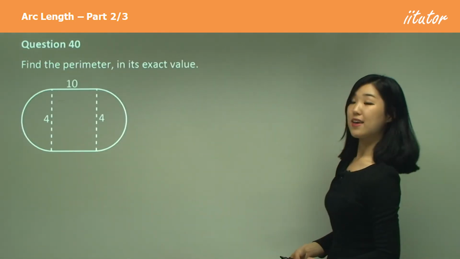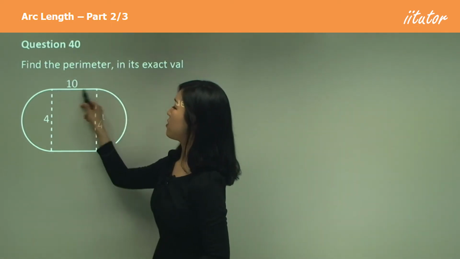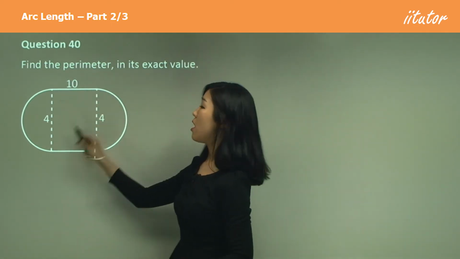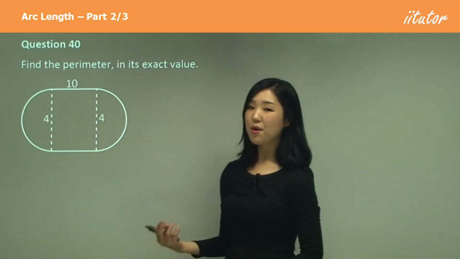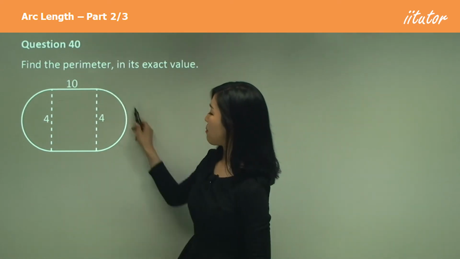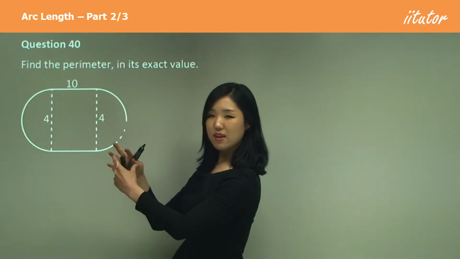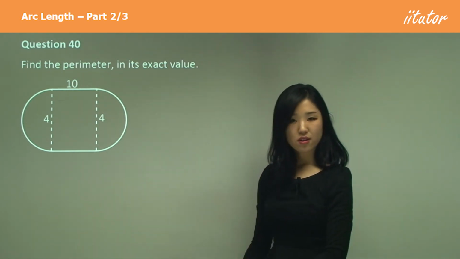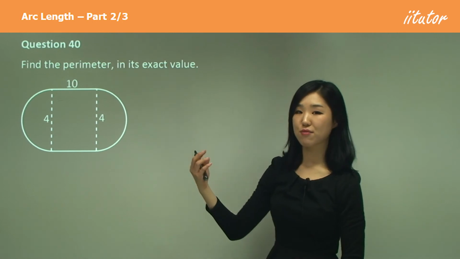Find the perimeter again in exact value. This time we've got the 10, so this one must also be 10. But we don't know what these arcs are, so we have to find the arc. But guys, have a look. This is a semicircle, and this is also a semicircle. So if I stick them together, they make a full circle. So what I need to do is simply find the circumference of that full circle.